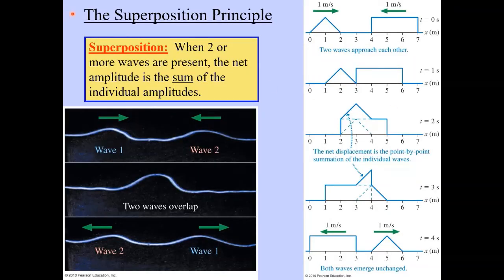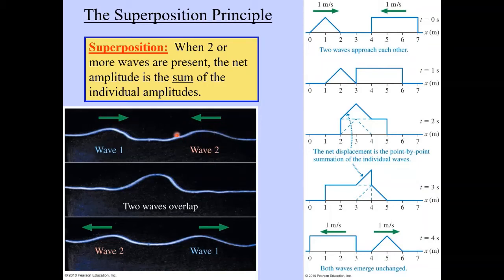So the superposition principle states that when two or more waves are present, the net amplitude is the sum of the individual amplitudes. In other words, when there are two or more waves present at the same time, all we have to do is add up the waves to get the resulting effect. So there's a couple ways we can look at this. These are actual photographs taken of two pulses traveling along a string. So wave 1 here is this pulse here, and it's moving to the right. Wave 2 is this pulse over here, and it's moving to the left.